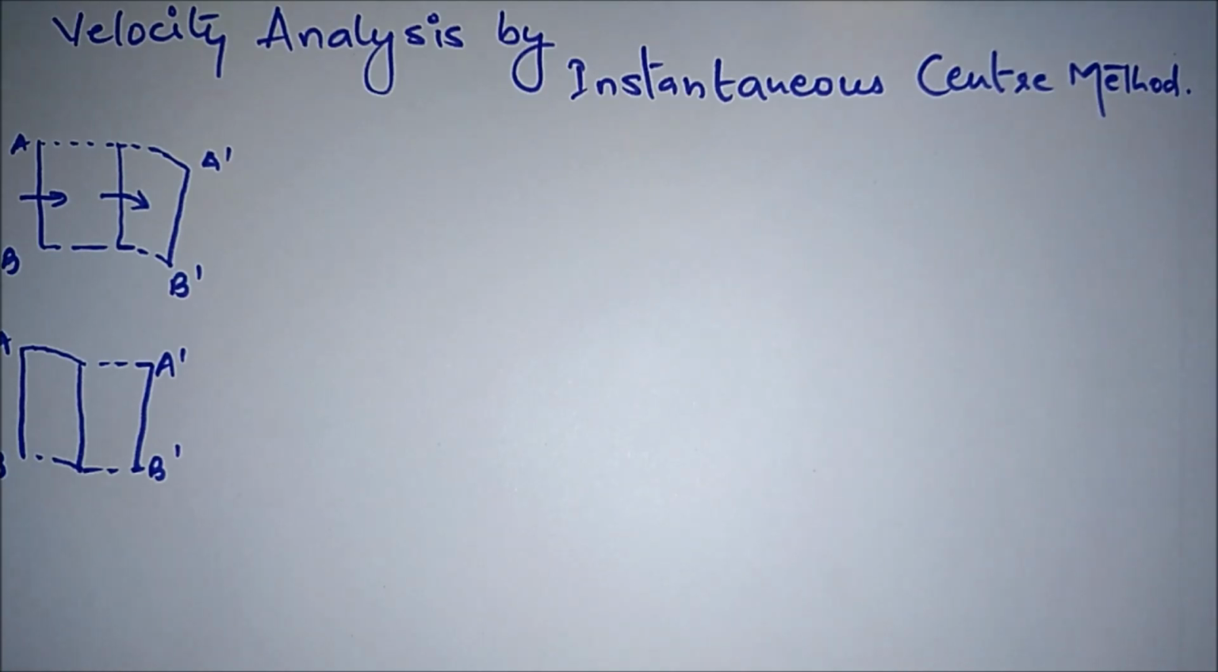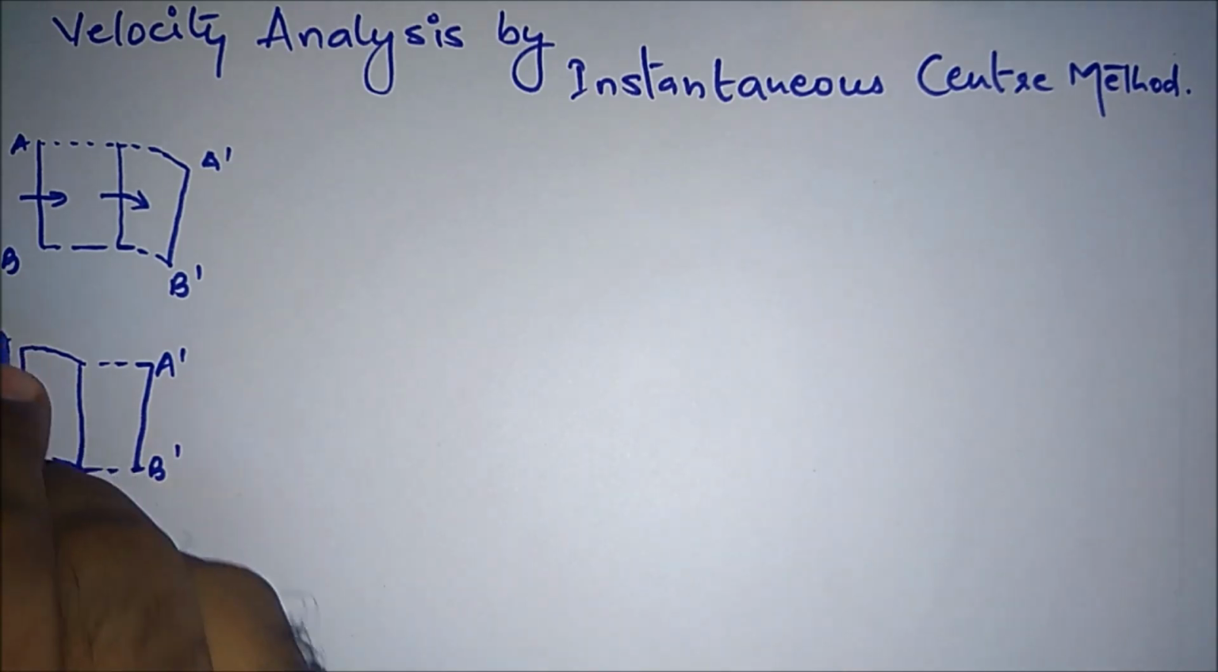Most of the practical examples are like this only. We see a combination of motion and not only a single motion. But when we do velocity analysis, we eliminate this combination of motion and only consider a single motion, which I'm going to explain now.